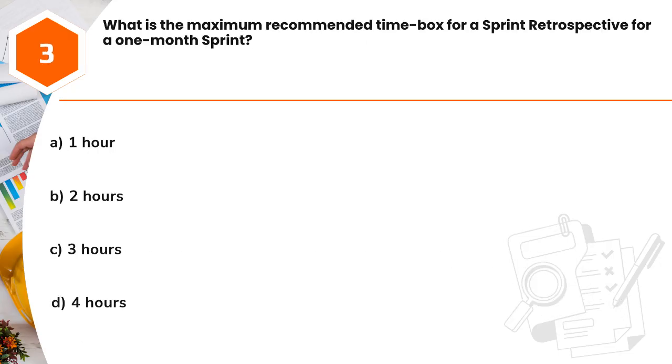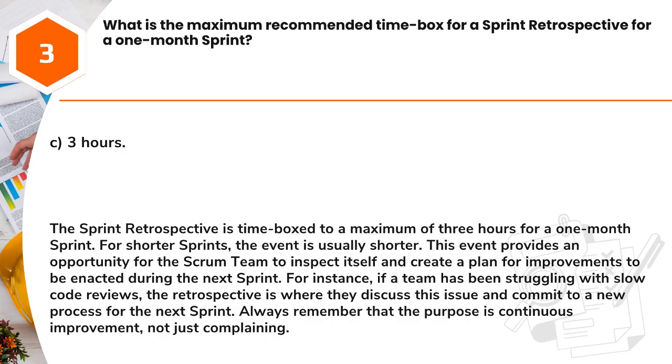Question 3. What is the maximum recommended time box for a sprint retrospective for a 1-month sprint? A. 1 hour. B. 2 hours. C. 3 hours. D. 4 hours. Answer: C. 3 hours. The sprint retrospective is time-boxed to a maximum of 3 hours for a 1-month sprint. For shorter sprints, the event is usually shorter.